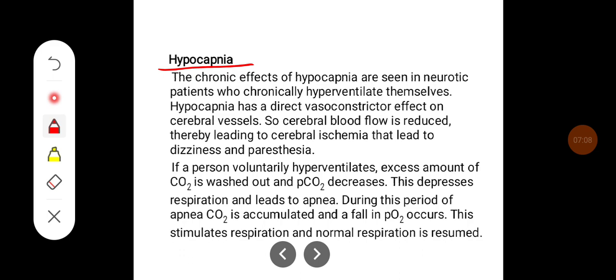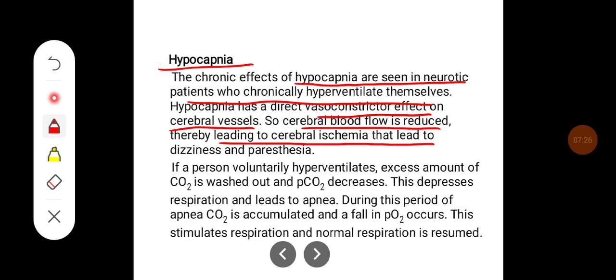Hypocapnia. The chronic effects of hypocapnia are seen in neurotic patients who chronically hyperventilate themselves. Hypocapnia has a direct vasoconstrictor effect on cerebral vessels. So cerebral blood flow is reduced, thereby leading to cerebral ischemia that leads to dizziness and paresthesia. If a person voluntarily hyperventilates, excess carbon dioxide is washed out and PCO2 decreases.